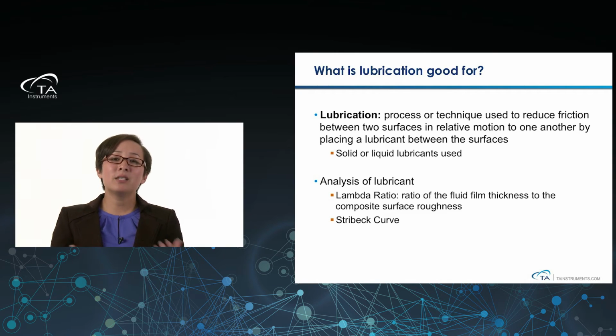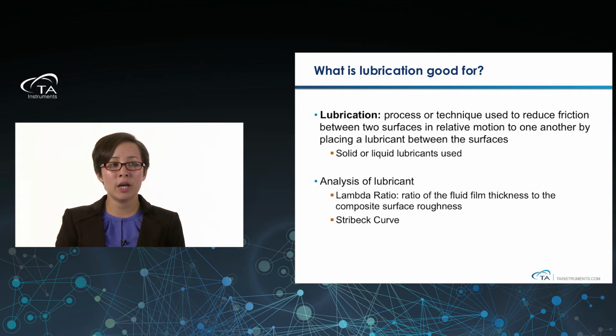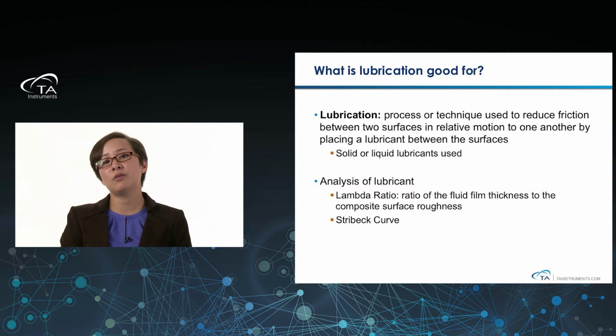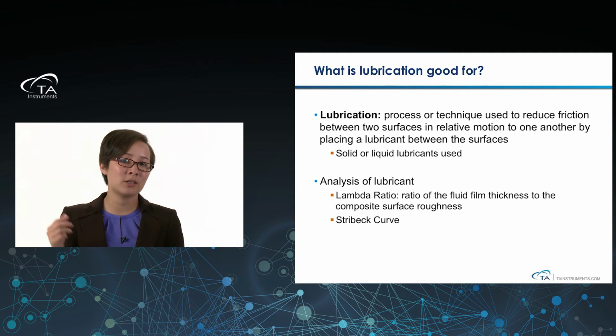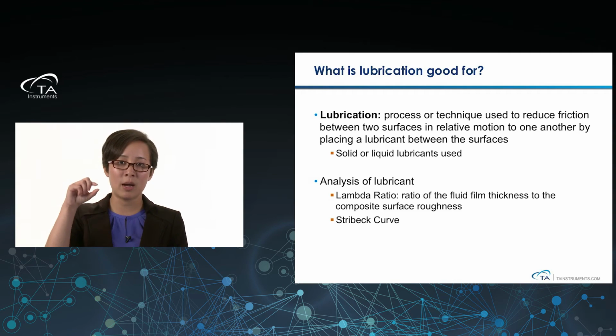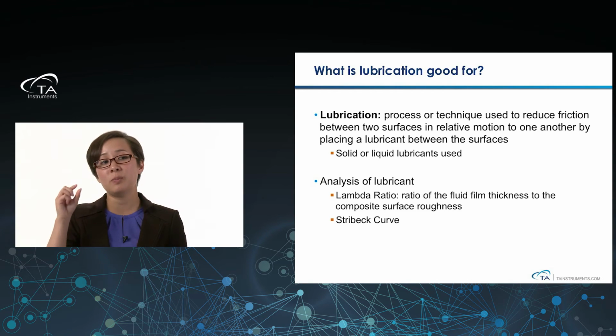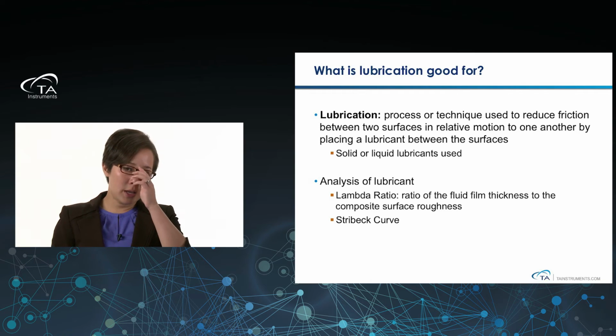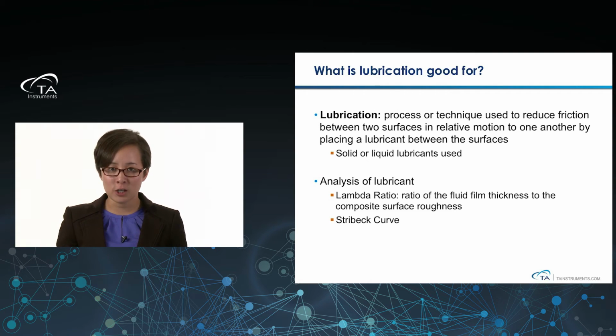But for the analysis of lubrication, you can look at two different things. One is the Lambda Ratio, which is the ratio of the fluid film thickness to the composite surface roughness. So when we talk about those length scales of the surface asperities, the Lambda Ratio compares how thick the film of your lubricant is between those two surfaces to the natural surface roughness, or the length of the surface asperities. The other thing that's very common is to look at the Stribeck curve, which is really the coefficient of friction as a function of sliding speed.